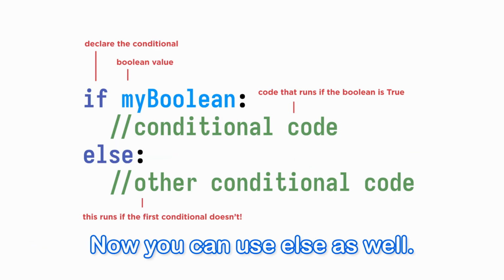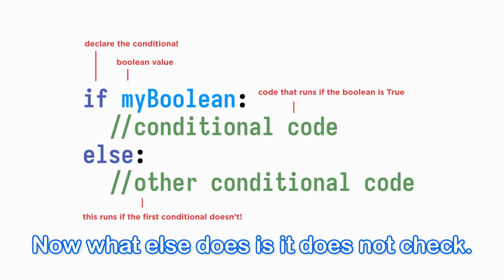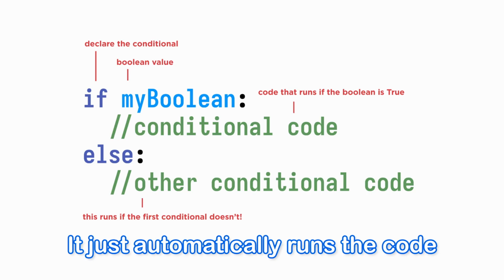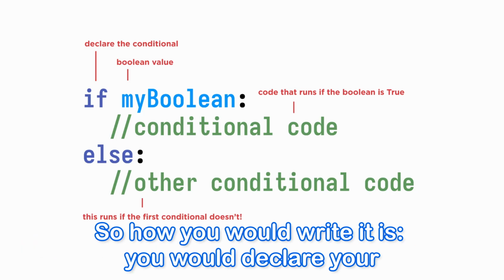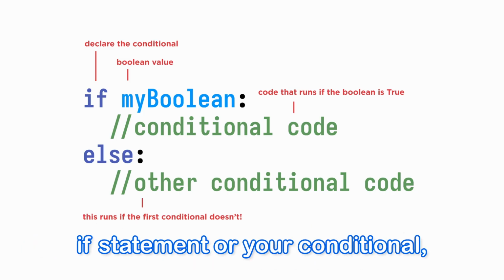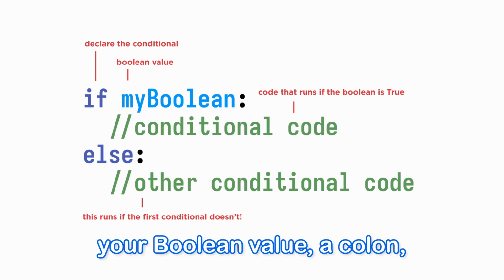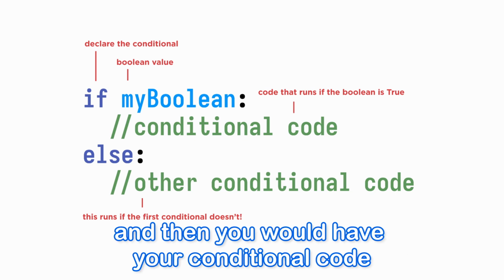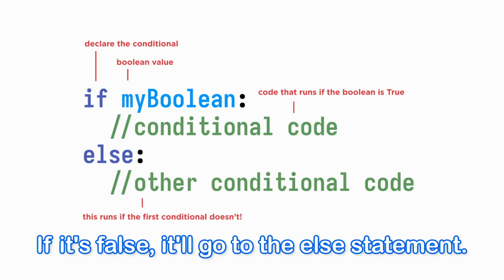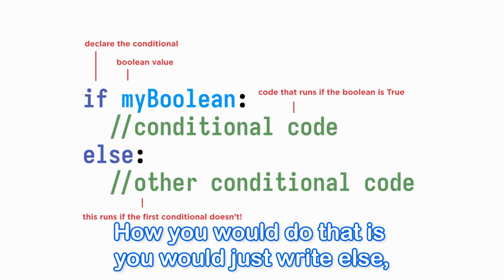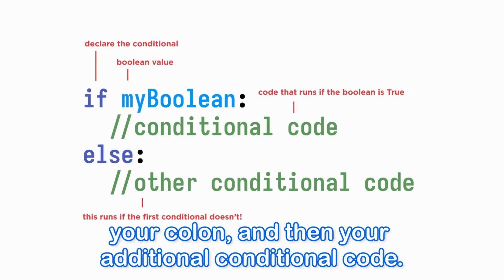Now you can use else as well. What else does is it does not check, it just automatically runs the code if the if statement above is completely false. So how you would write it is you would declare your if statement or your conditional, your Boolean value, a colon, and then you would have your conditional code right beneath it if that Boolean is true. If it's false, it'll go to the else statement. How you would do that is you would just write else, your colon, and then your additional conditional code.